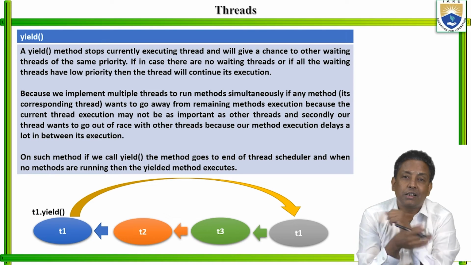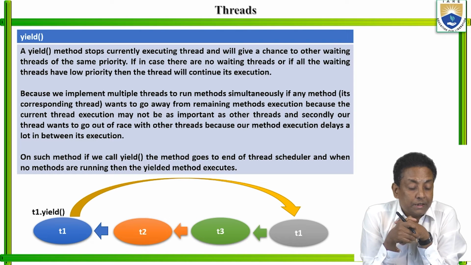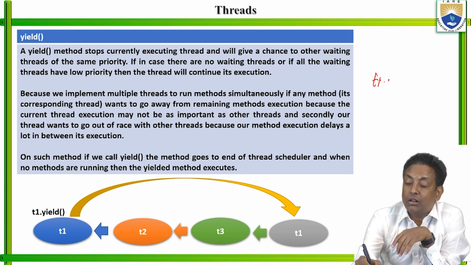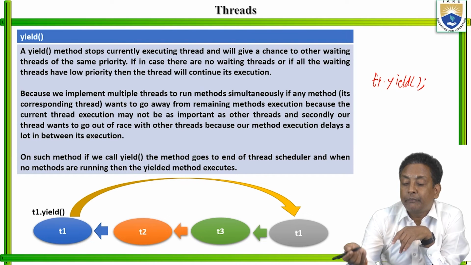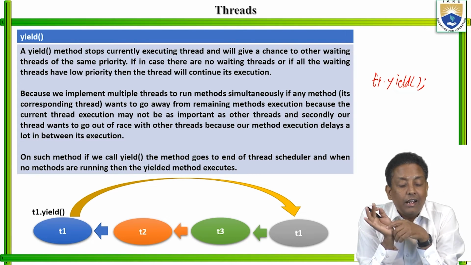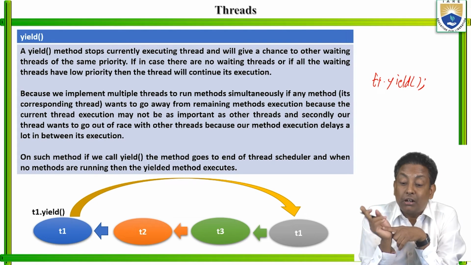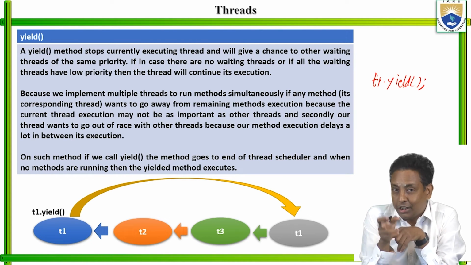Similarly, the two methods, yield and join also. So what is the purpose of the yield method? On any thread object, if you call t1.yield, the yield method stops the currently executing thread and will give a chance to other waiting threads of the same priority to execute.